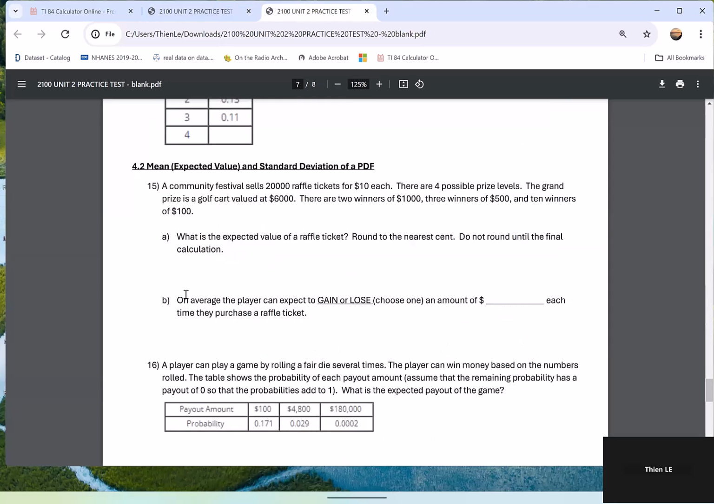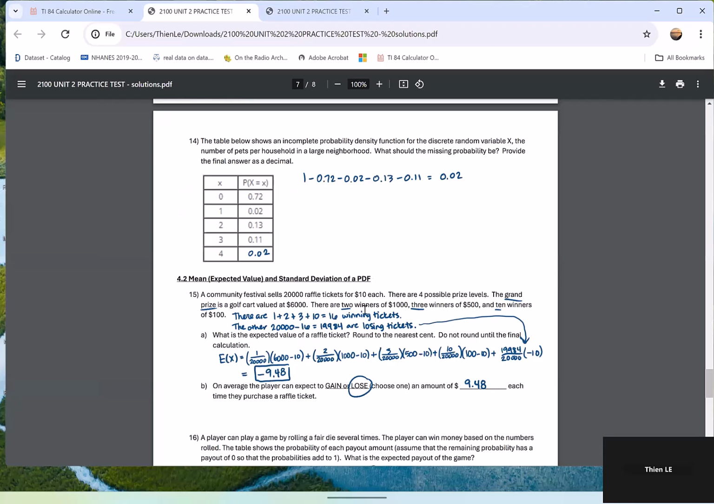So the next chunk: on average, a player can expect to lose. Of course they will lose, because the expected value is a negative number, which is the amount you just got from part A.